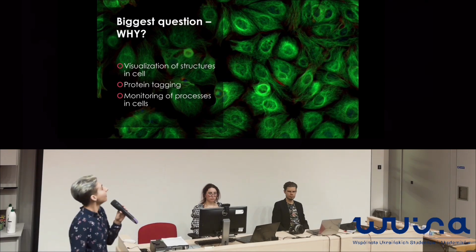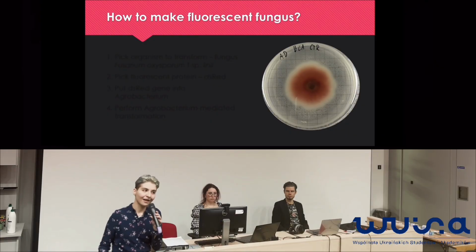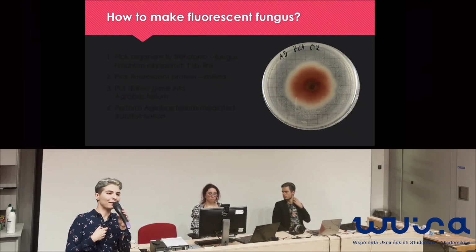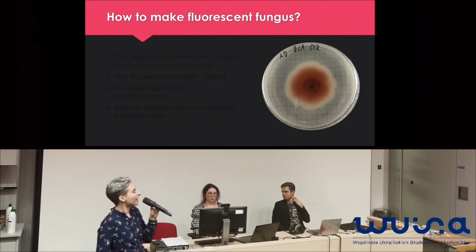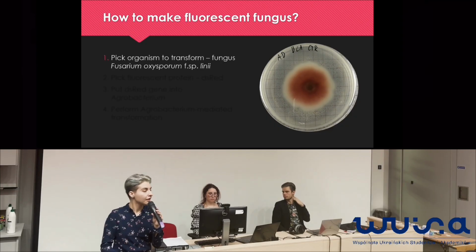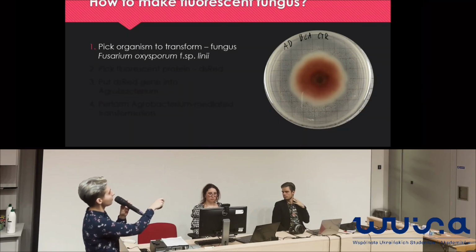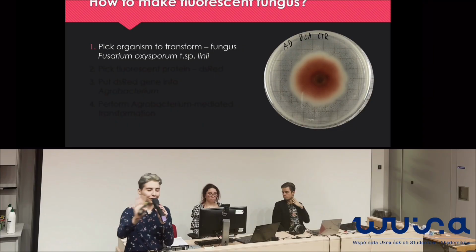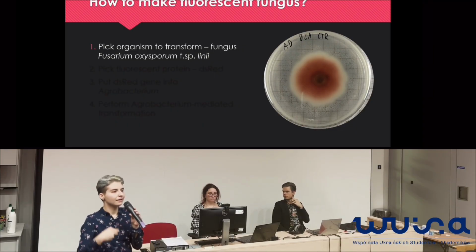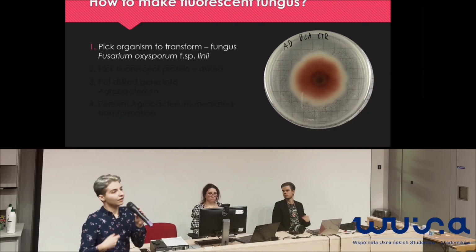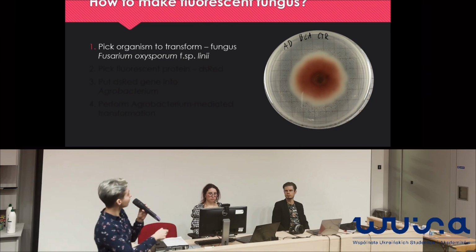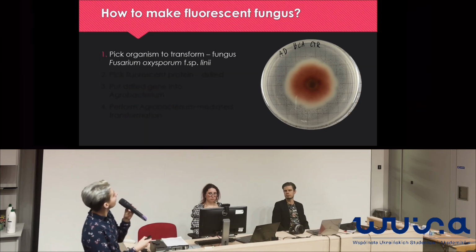So, returning to the main topic, how to make fluorescent fungus. And why do I care about it? Because it was my master's thesis. So yeah, in our lab, we research Fusarium oxysporum forma specialis linii. It's a long name, you don't have to remember it. It's a fungus that attacks flax plants. For example, fungi like molds can attack humans, but this one just likes to attack plants.